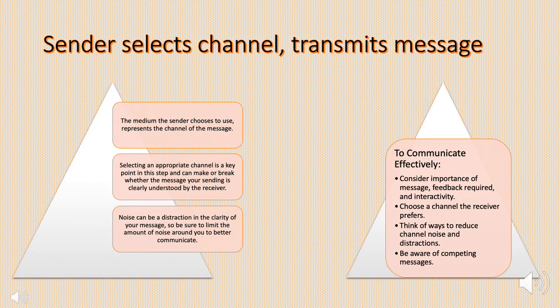After the sender encodes the message, their next task is to select a channel of communication to transmit the message. In this step, it is important to choose an appropriate channel to use. Doing so will help the receiver understand your message clearly. Noise is a big distraction and can take away from what you're trying to communicate as a sender. So some ways to help communicate effectively could be know the importance of your message and expect feedback. Always choose a preferred channel of communication and try to limit the amount of noise going off around you.